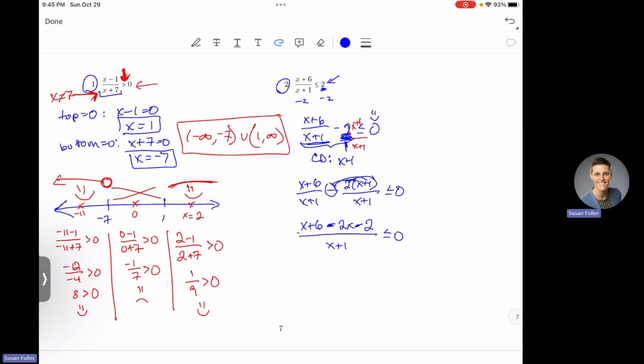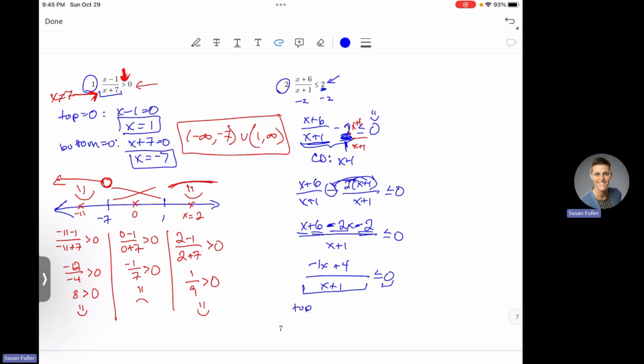Now I can combine like terms. x minus 2x is negative 1x, and positive 6 minus 2 is positive 4, all over x plus 1, and my inequality says that should be less than or equal to 0. Okay, now that we've done all of that, we have our magical setup. I have a single fraction on one side and a 0 on the other. This makes me happy. I can go ahead and solve this.